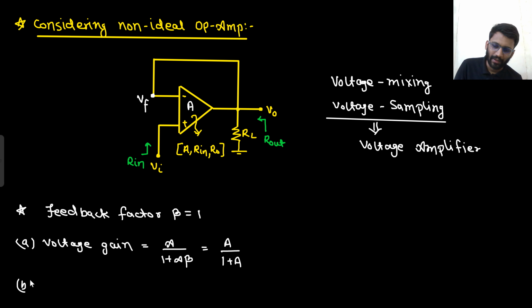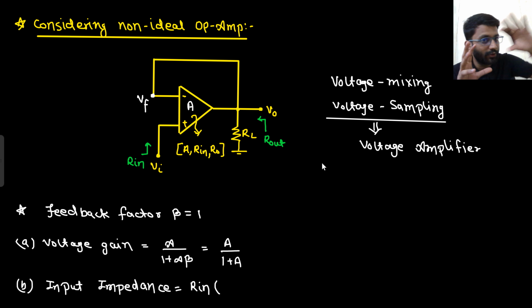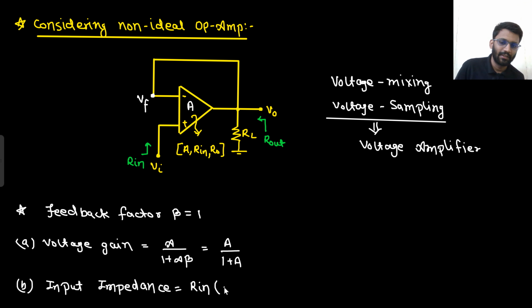What will be the input impedance? Input impedance would be Rin into 1 plus A beta, because for a voltage amplifier, input impedance is larger. Why so? Because you want more and more voltage across the input impedance. So 1 plus A beta, beta value is 1. So Rin into 1 plus A.